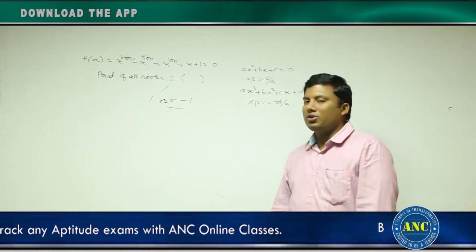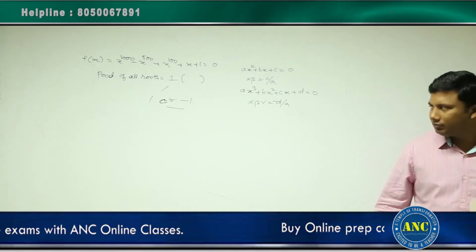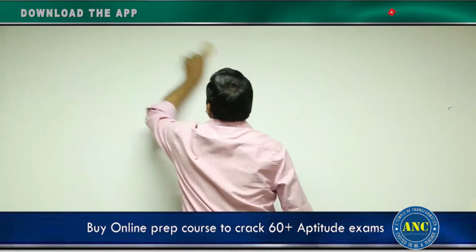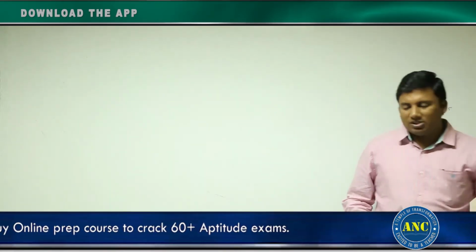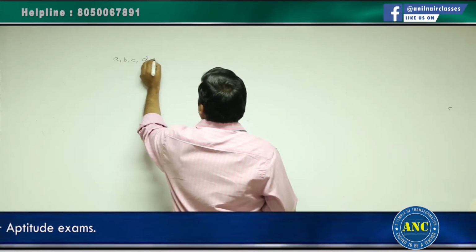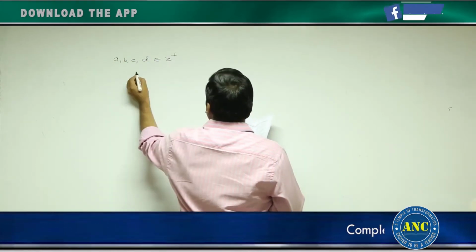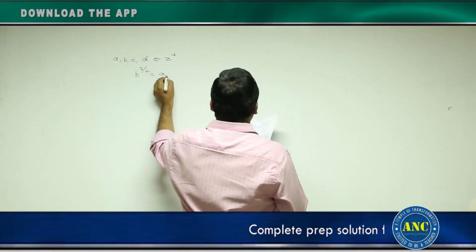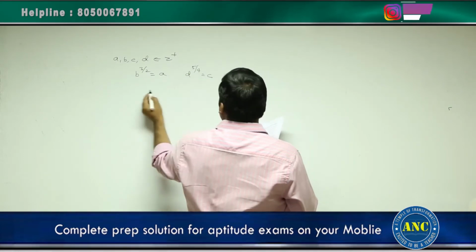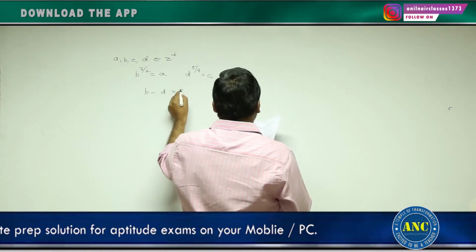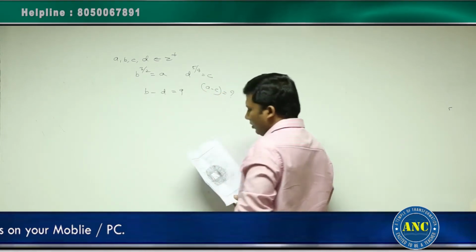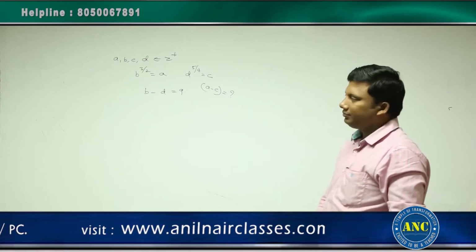A, B, C, D are positive integers. B power 3 by 2 equivalent to A. D power 5 by 4 equivalent to C. B minus D equivalent to 9. Find the value of A minus C.